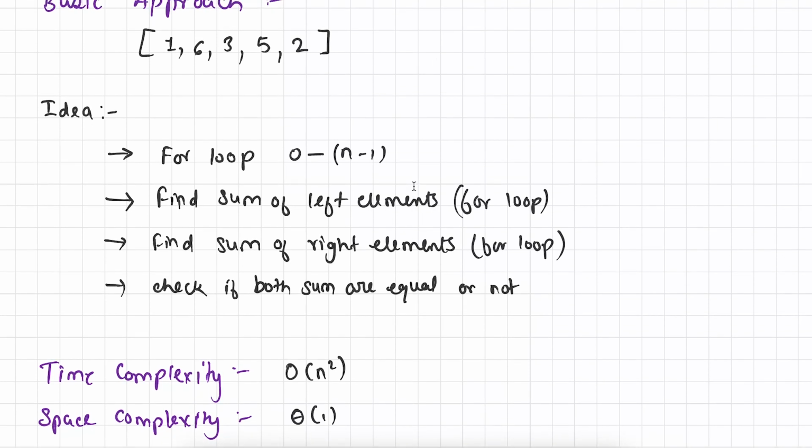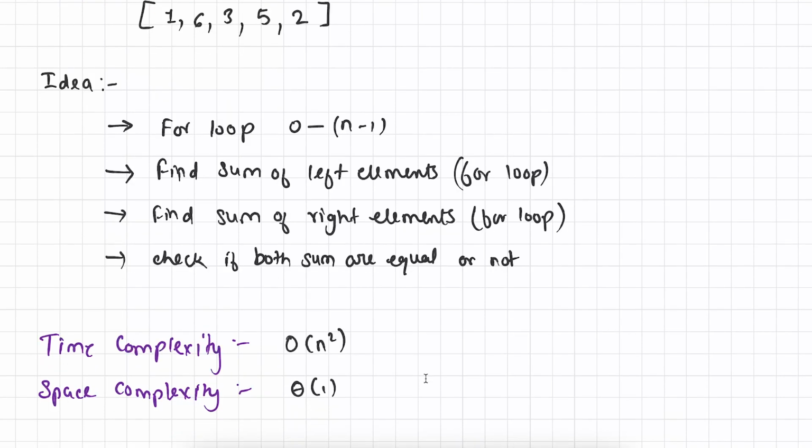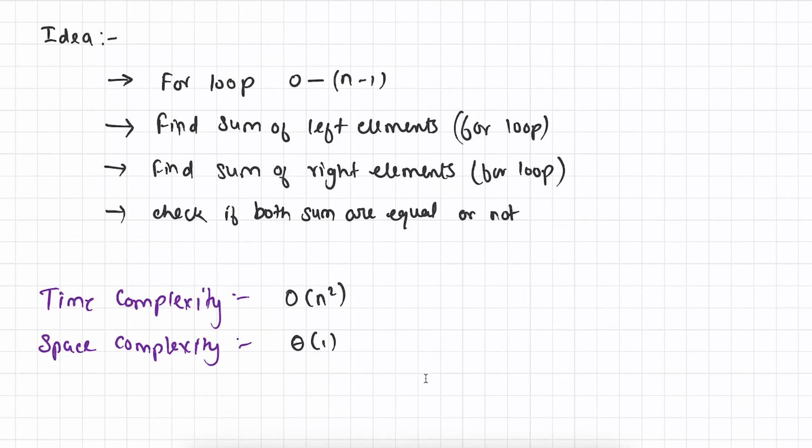And what about space complexity? We are not using any extra space, we are just running 2 loops. So that is why the space complexity is going to be theta of 1. So overall, this approach took big O of n square to solve this problem and constant space.